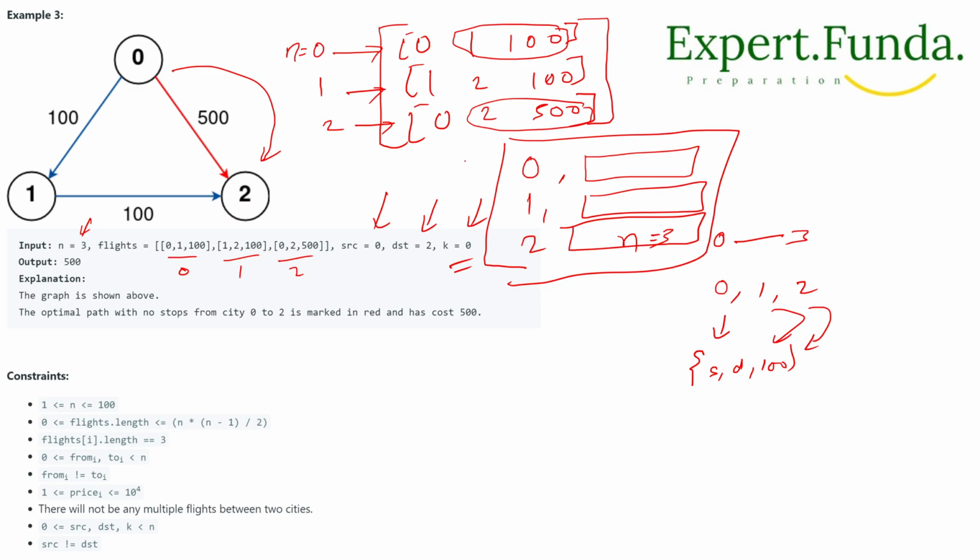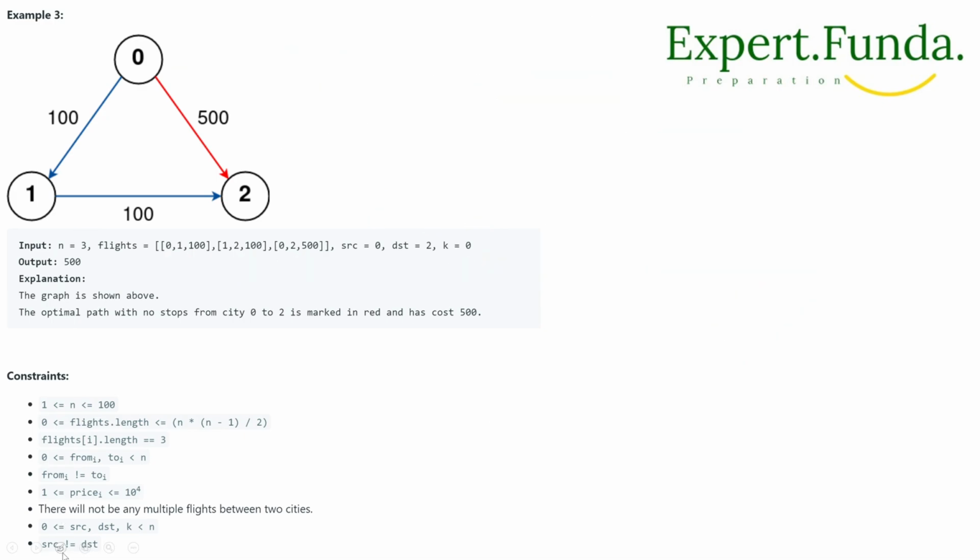If we make the adjacency list from 0, how will it come for 0? Let me remove everything. So see, if I make the adjacency list for this one, what will come first?